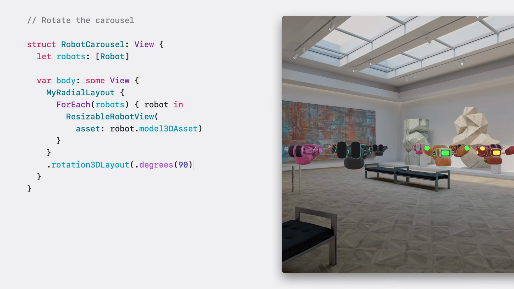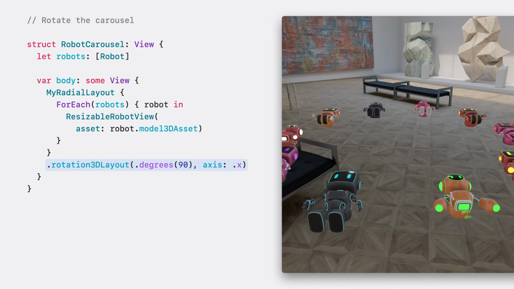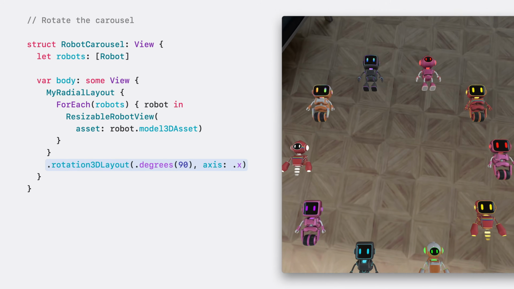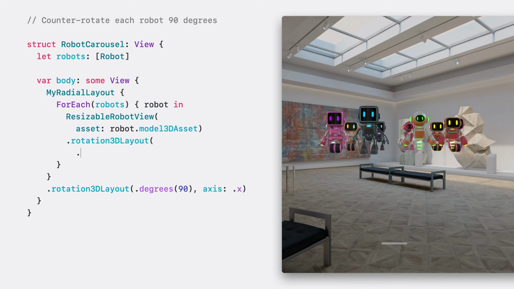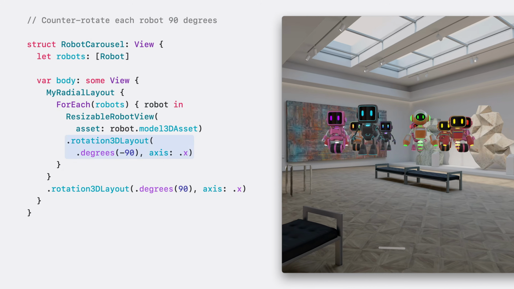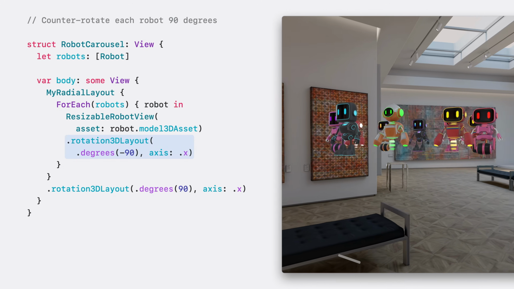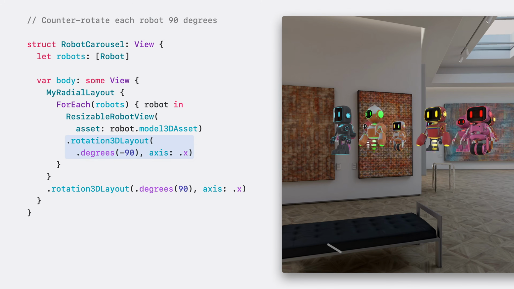I'll apply a rotation 3D layout to the radial layout, rotating the view 90 degrees along the x-axis. What was previously the carousel's height will now define the rotated view's depth in the layout system. My carousel is oriented correctly now, but my robots are laying down, sleeping on the job. We can stand them up by counter-rotating each robot inside the ForEach using a second rotation 3D effect of negative 90 degrees along the x-axis. These drowsy droids are now standing at attention.